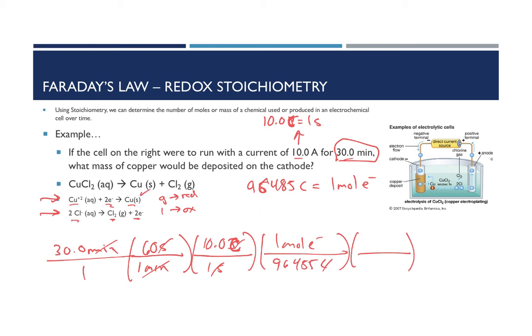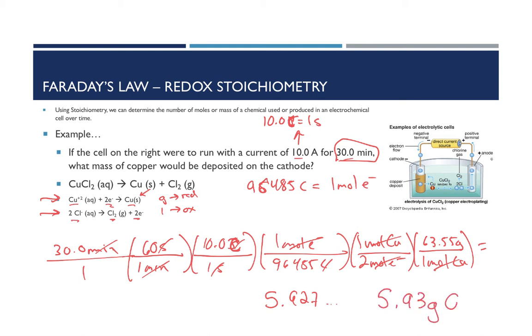And so from our balanced equation up here, we know that 2 moles of electrons equals 1 mole of solid copper. And last thing we would need then would be our molar mass. 1 mole of copper equals 63.55 grams. Okay, moles of electrons cancel. Moles of copper cancel. I'm left with grams of copper. So now I just have to do my calculation. And that gives me a final answer of 5.927, et cetera, grams. I get 3 sig figs here, so this becomes 5.93 grams of copper.